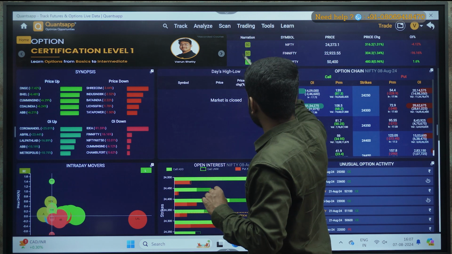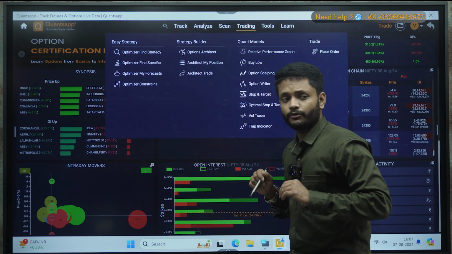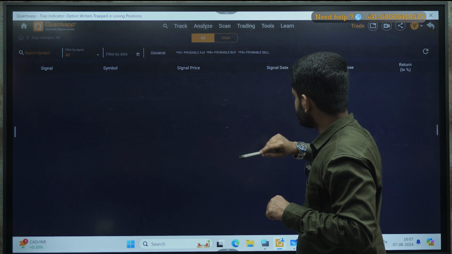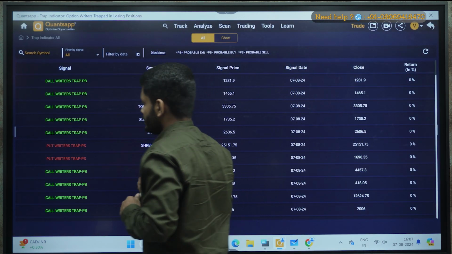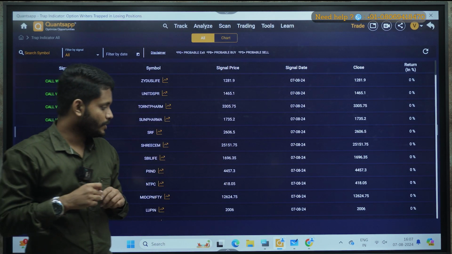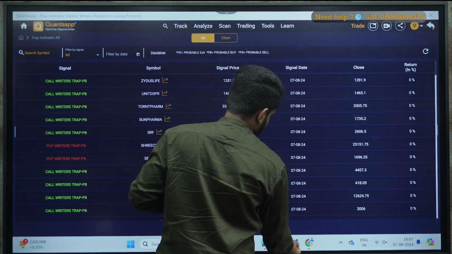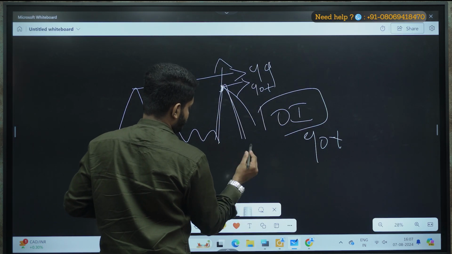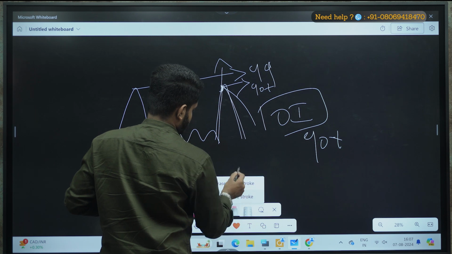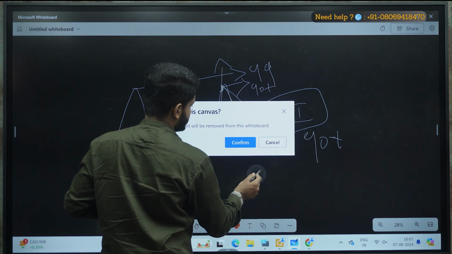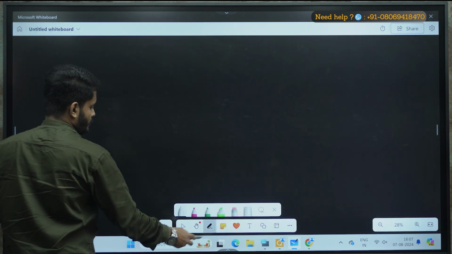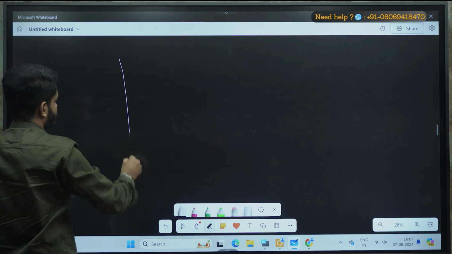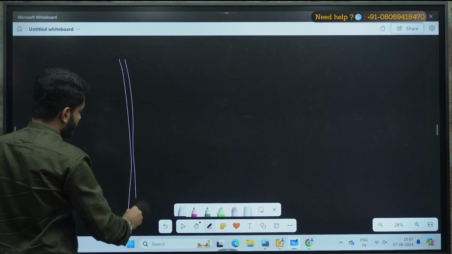First, the tool which I would like to cover for filtering out the stock: go to trading, under quant models. If you see, there is the trap indicator. Let me explain. Say for example, assume this is the open interest. This is how the open interest looks like.